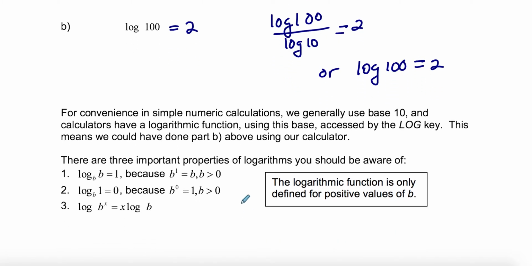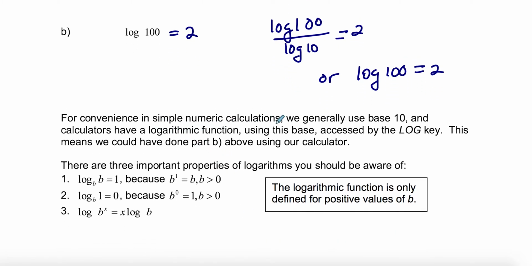So for convenience and simple numeric calculations, we generally use base 10, and calculators have a logarithmic function using this base. So that is the log key. That would have a base of 10.